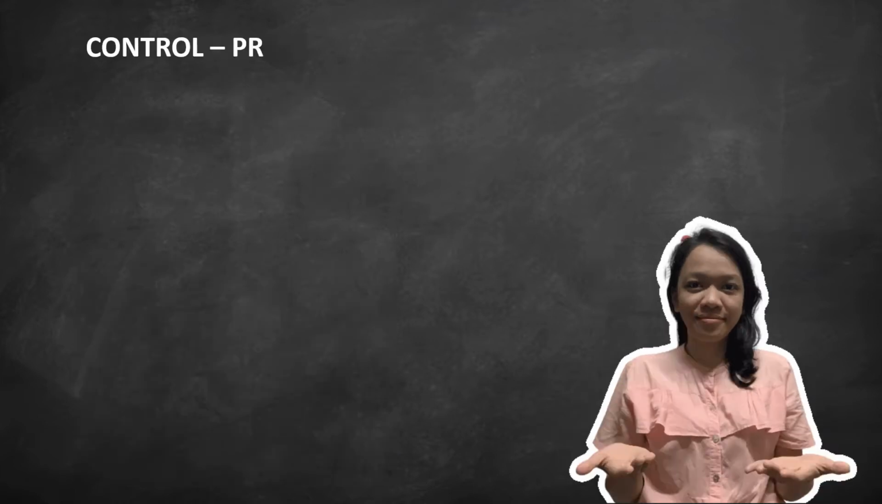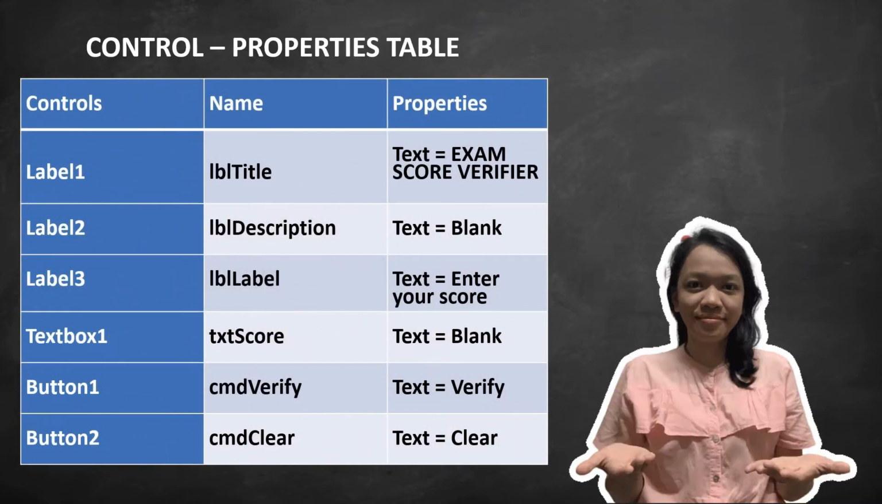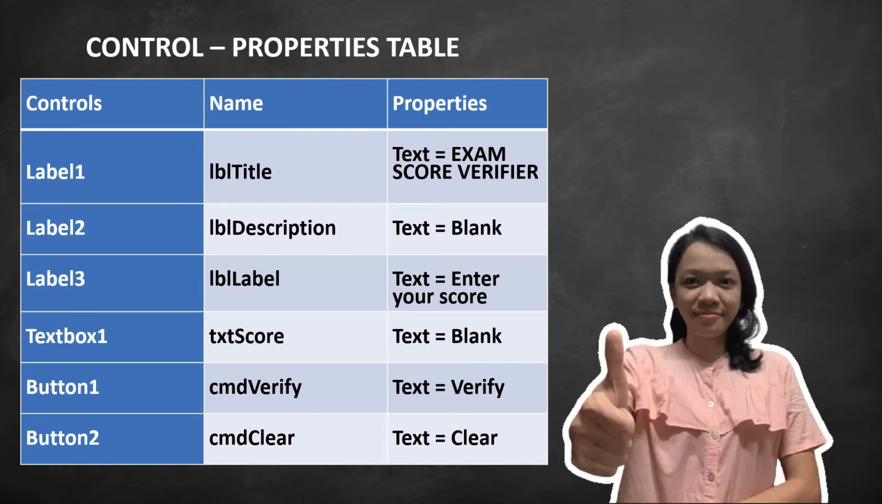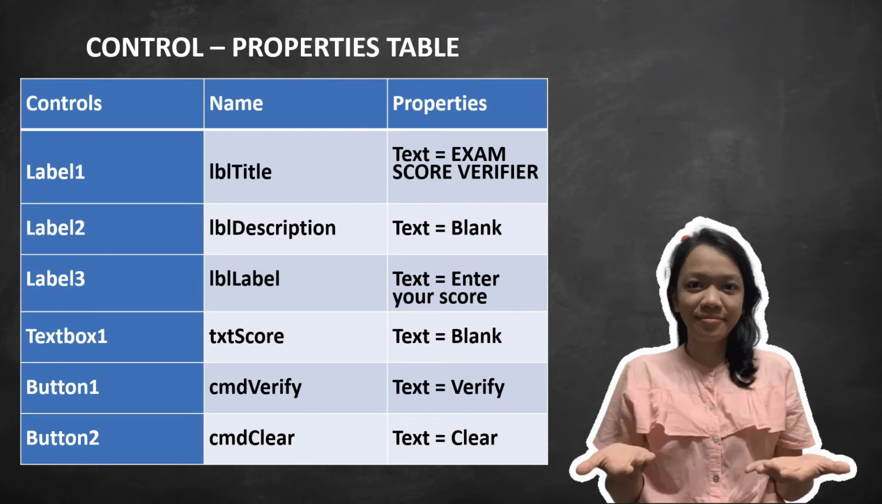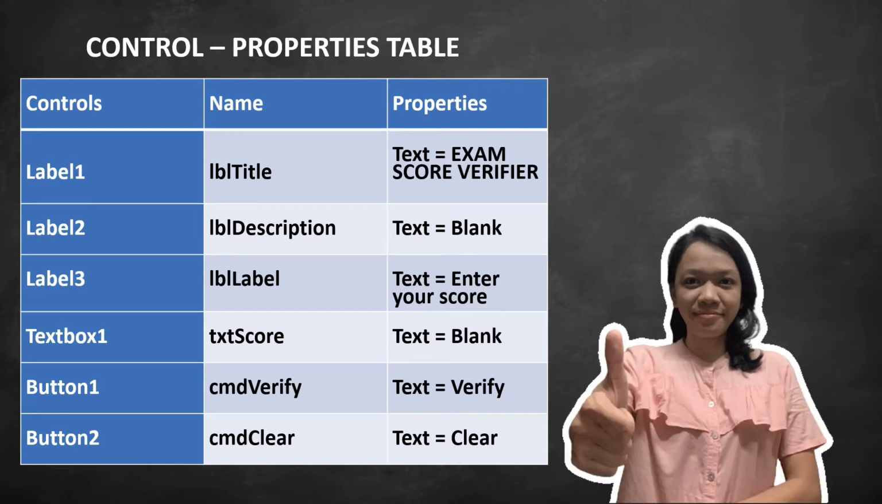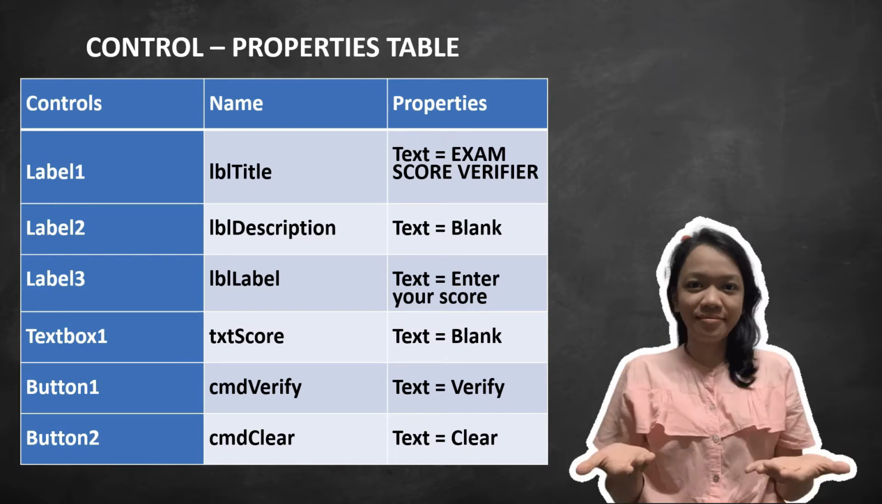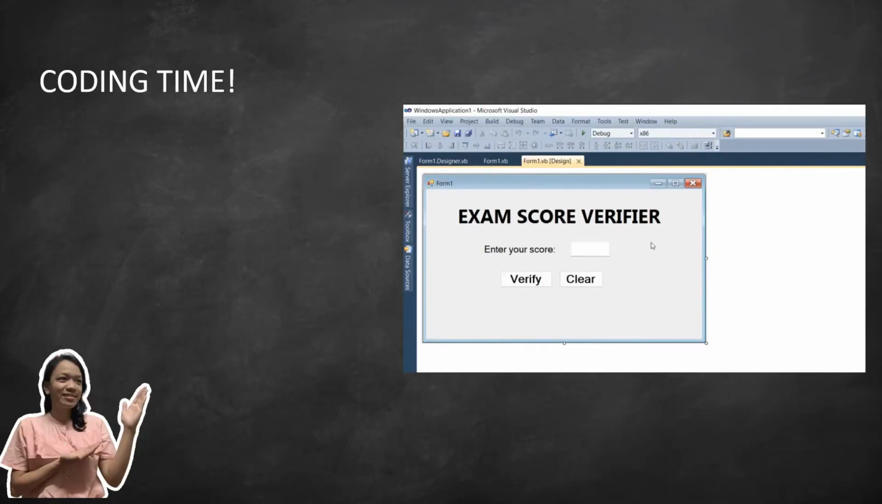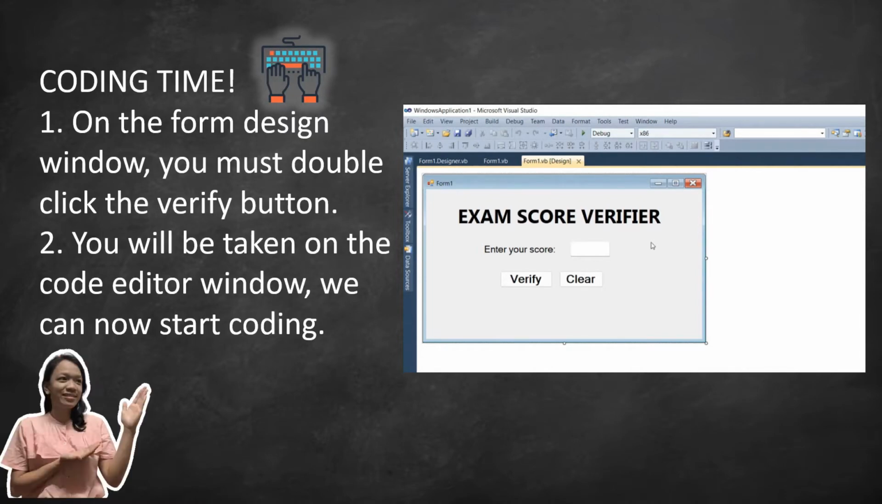To create the program, we will need to follow the table shown on your screen. This will determine the name of the controls and their properties. You can pause the video while creating your own interface and just continue watching it after doing so. Now that you are already done with the interface, we will now be discussing its code.